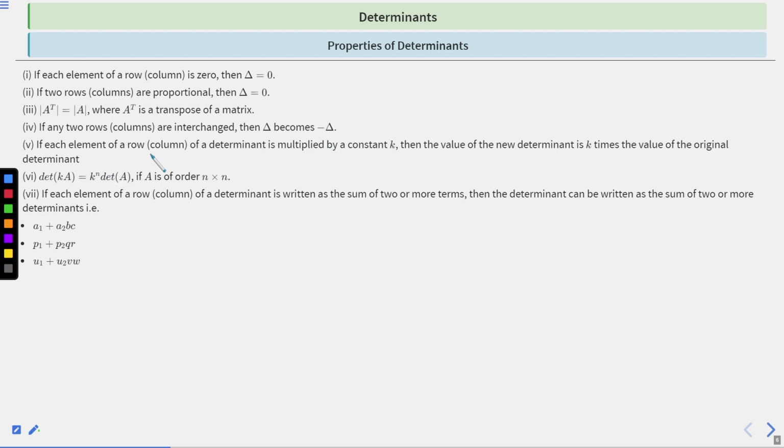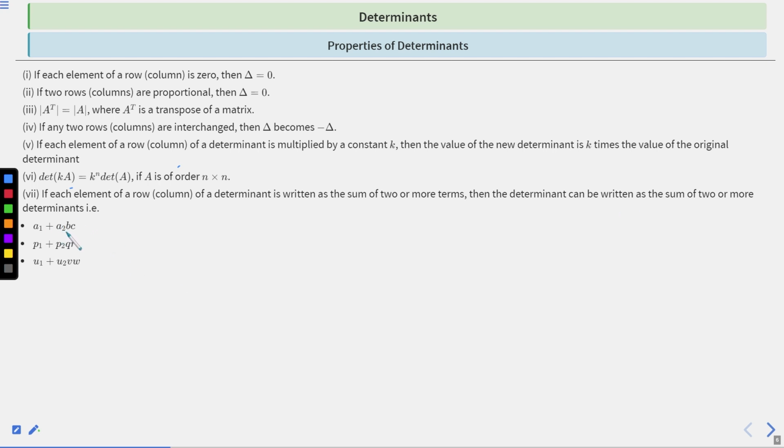If each element of a row or column of a determinant is multiplied by a constant k, then the value of new determinant is k times the value of original determinant. Determinant of kA is basically k to the power n determinant of A, if A is of order n into n. If each element of a row or column of a determinant is written as the sum of two or more terms, right? Then the determinant can be written as a sum of two or more determinants.